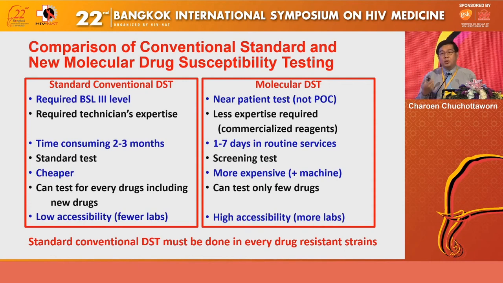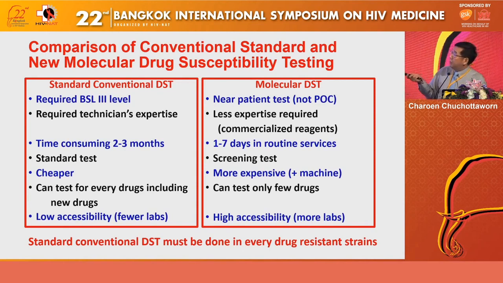But we want to know all the drugs that we use in the patient, whether it's susceptible or resistant or not. And high accessibility means that in Thailand, in the provincial hospital, maybe in the future in the district hospital, they will have a machine to do this test. So this is a difference between the standard.